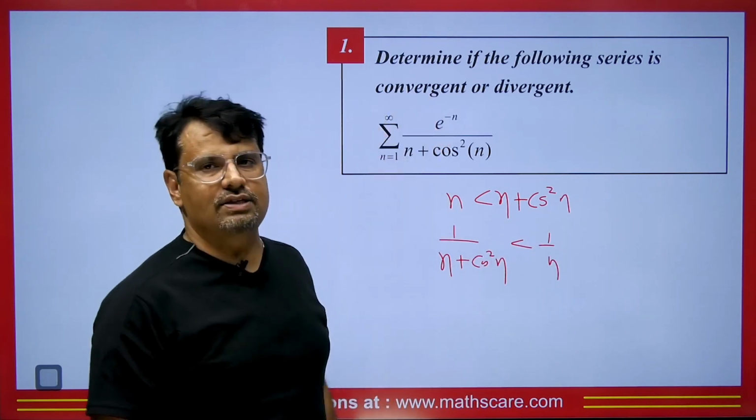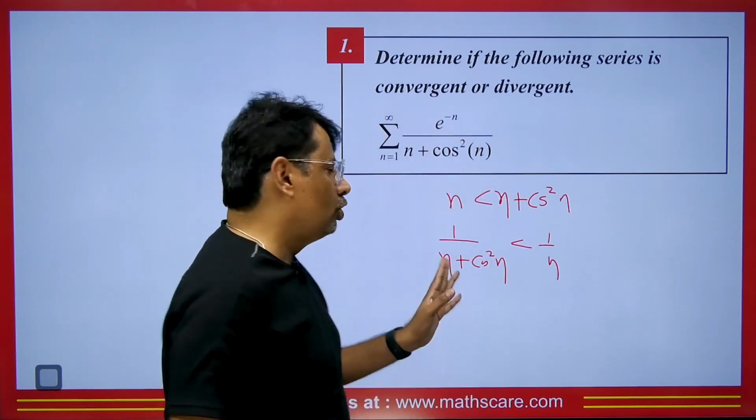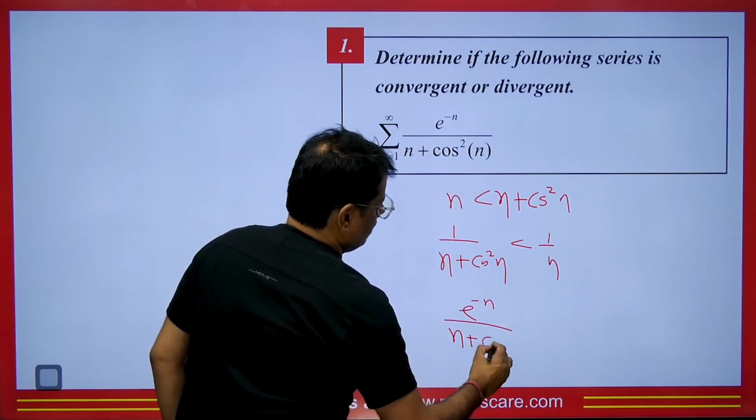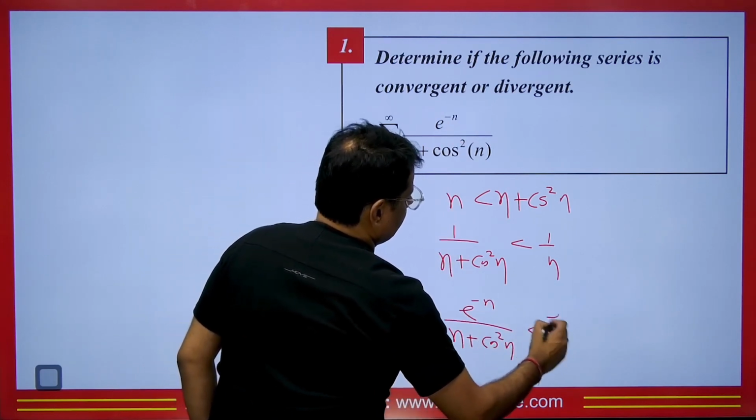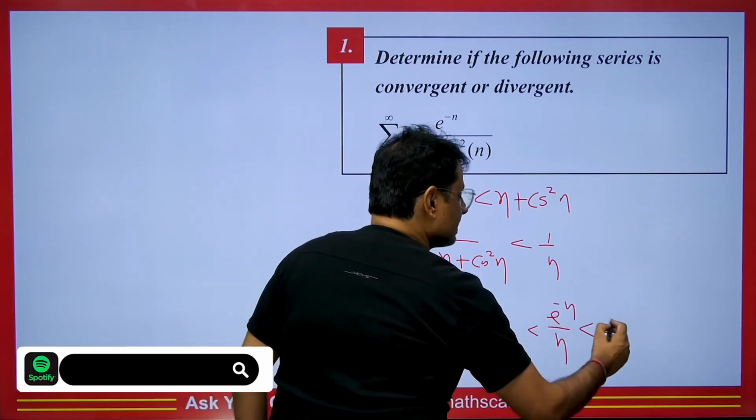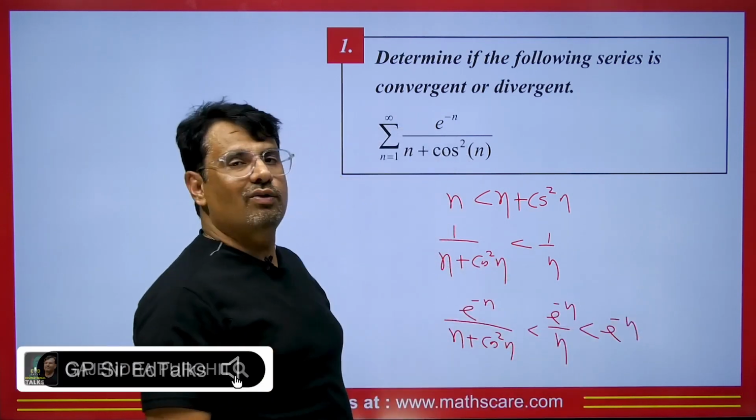Since we need e to the power minus n, I multiplied both sides by e to the power minus n. So e to the power minus n upon n plus cos square n is less than e to the power minus n upon n. But we know that e to the power minus n would be greater than this because n is divided.